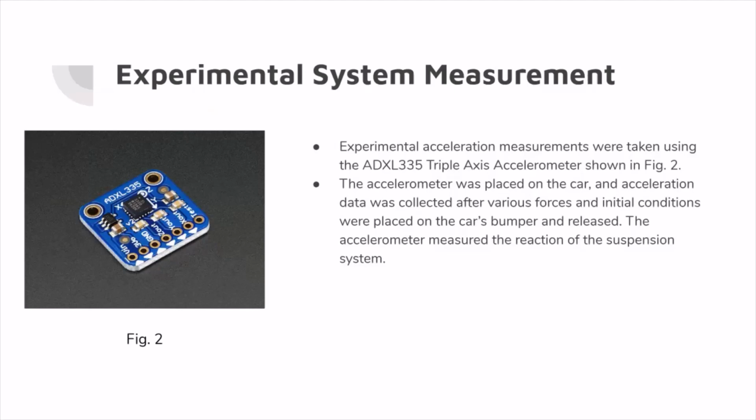Experimental acceleration measurements were taken using the ADXL335 triple axis accelerometer shown in figure 2. The accelerometer was placed on the car, and acceleration data was collected after various forces and initial conditions were placed on the car's bumper and released. The accelerometer measured the reaction of the suspension system.